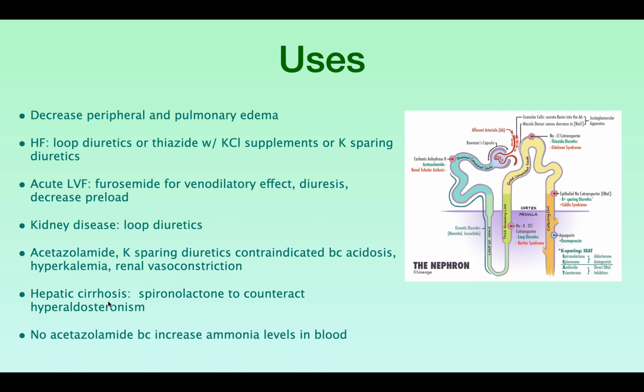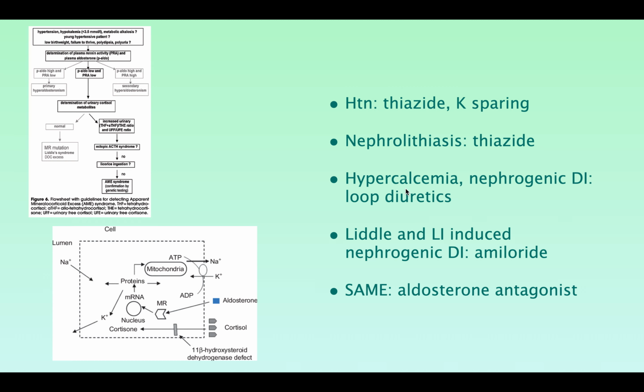In hepatic cirrhosis, you give spironolactone to counteract the hyperaldosteronism, and you don't give the acetazolamide because of the increase of ammonia retention. Hypertension, once again, use thiazide and the potassium-sparing diuretic. Kidney stones, you want to give thiazides. Hypercalcemia, you give loop diuretics because those don't mess around with calcium too much. And in lithium-induced nephrogenic diabetes insipidus, you want to give amiloride, and in the same syndrome, you want to give an aldosterone antagonist.